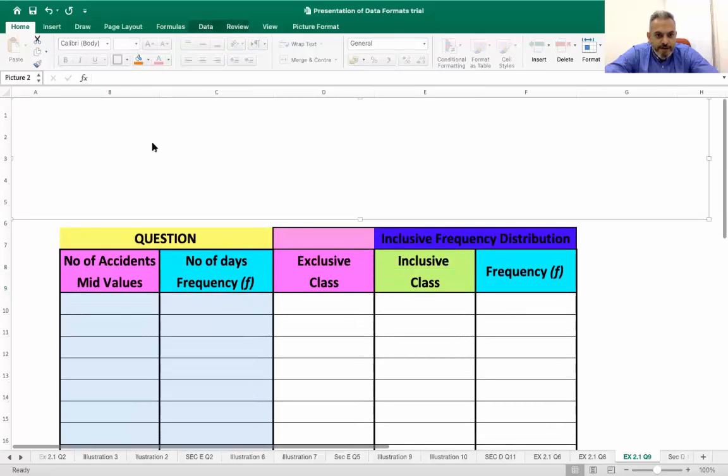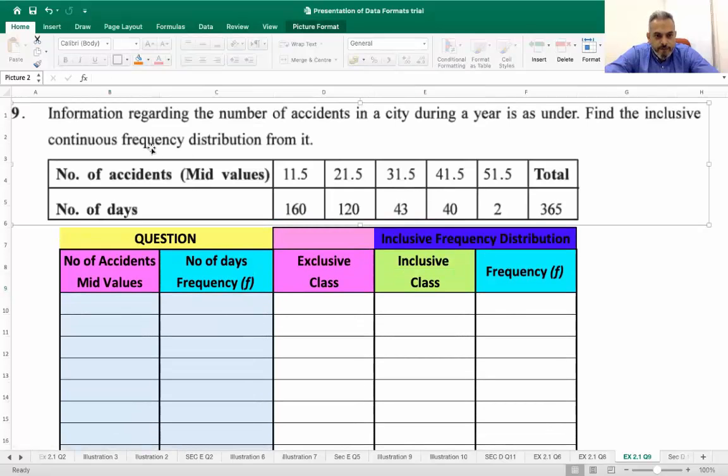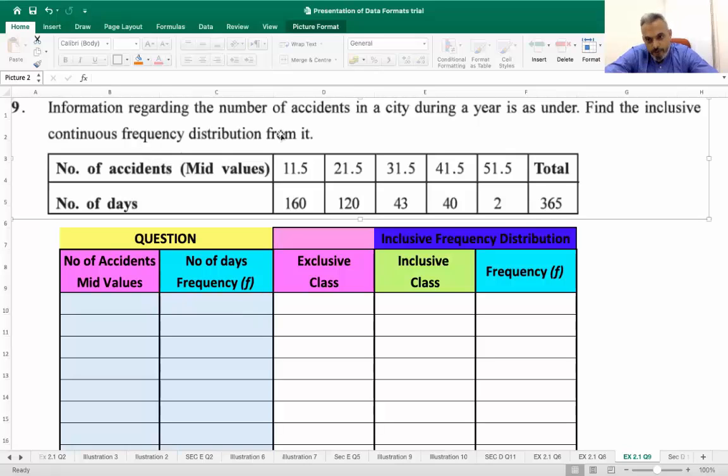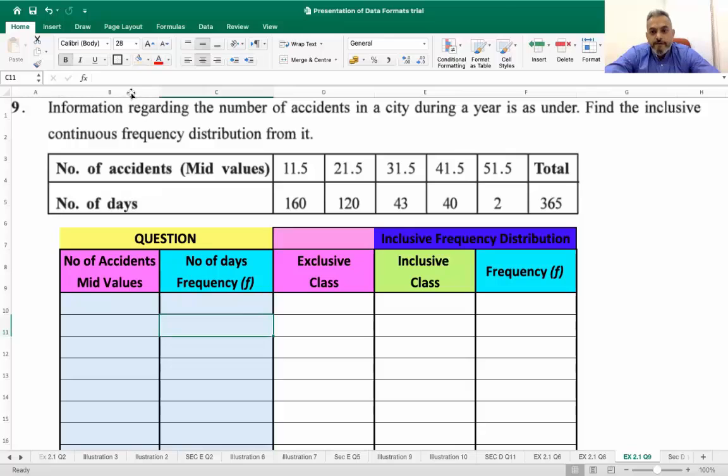Question number 9, Exercise 2.1. Very nice sum. Please mark it important for exam. Information regarding the number of accidents in a city during a year is as under. Find the inclusive continuous frequency distribution from it. Now please underline this.